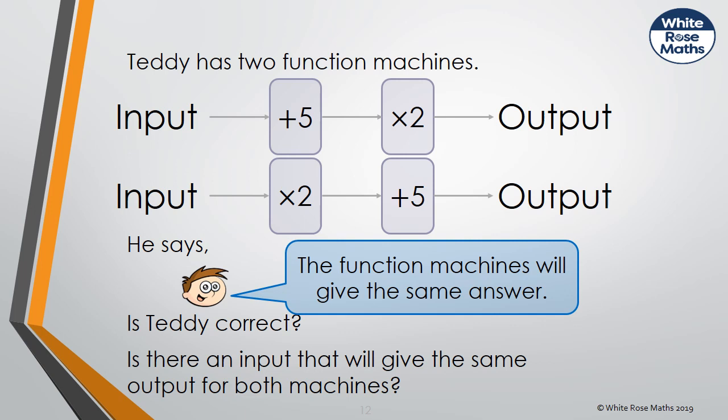So say I had 10 in the first machine. 10 plus 5 is 15. 15 times 2, 30. So the first machine, I put in 10 and I got out 30. Now the second machine, I'm going to put in 10 as well. 10 times 2 is 20. 20 plus 5 is 25. So I put in 10, but I got 25. So we didn't get the same output. So no, Teddy is not correct.